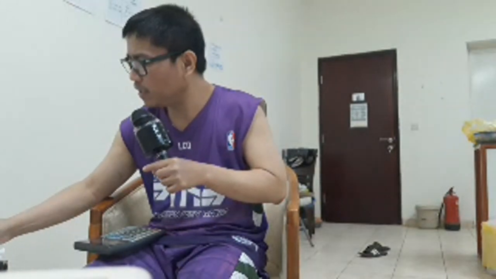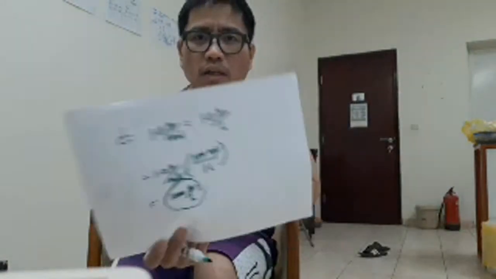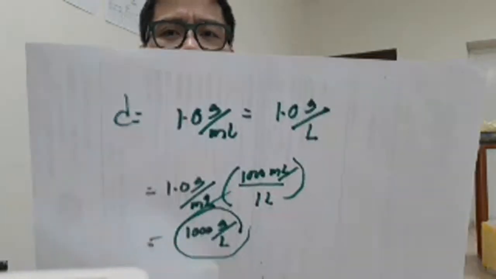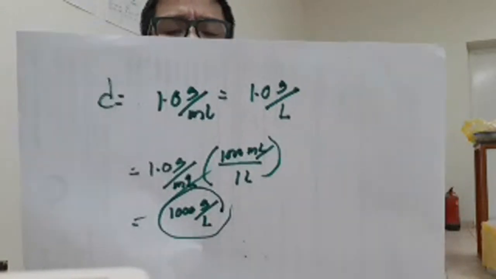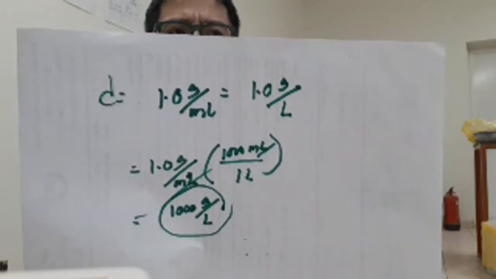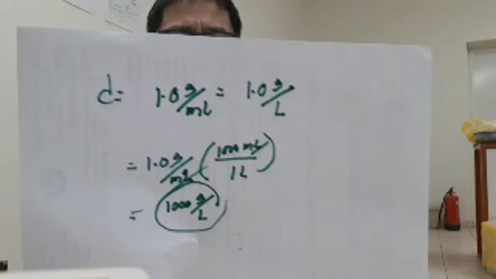So 1,000 grams per liter. 1 gram per ml, convert that to grams per liter. So 1 gram per ml, 1,000 ml is 1 liter. So therefore, 1,000 grams. And so we have now our density. Our density at standard condition is 1 gram per ml. Convert to grams per liter. There is 1,000 ml in 1 liter. So we have now 1,000 grams.